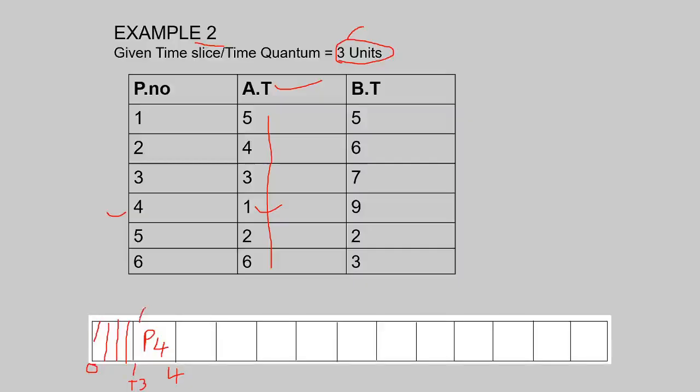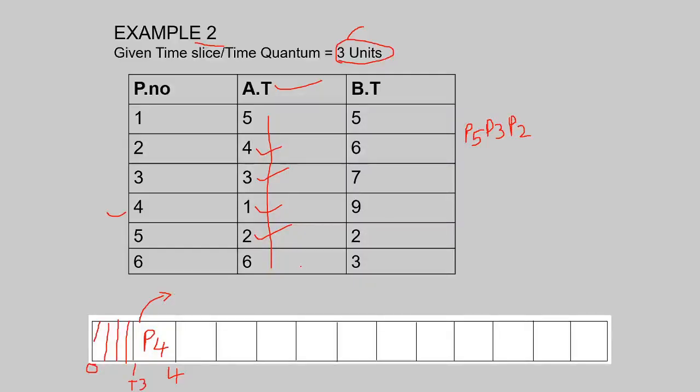Now check which processes have arrived in the queue while P4 is executing. At unit 2, process P5 has arrived, so write that in the queue. At unit 3, process P3 has arrived. And at unit 4, process P2 has arrived.